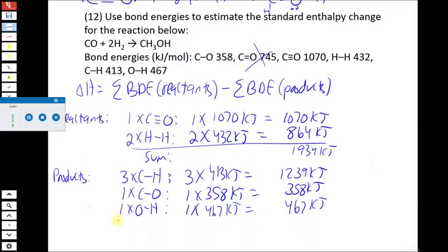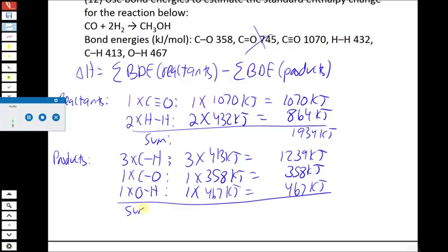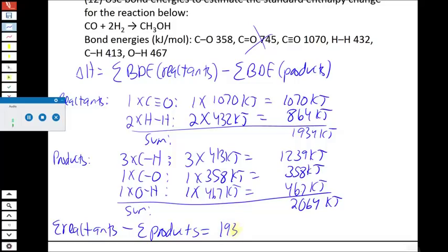All right, so the sum on the product side is going to be these 3 numbers added together, which is 2,064 kilojoules. And then finally, the sum of reactants minus products, which is what we need to do to find delta H using bond energies, is just the subtraction of those 2 numbers. 1934 kilojoules from reactants minus the 2,064 from the products gives us minus 130 kilojoules.